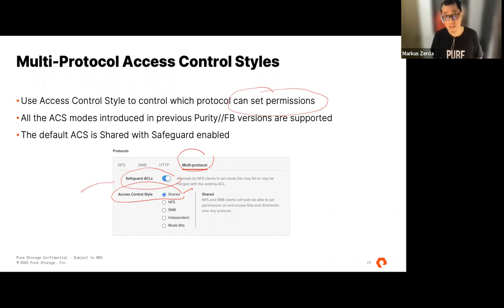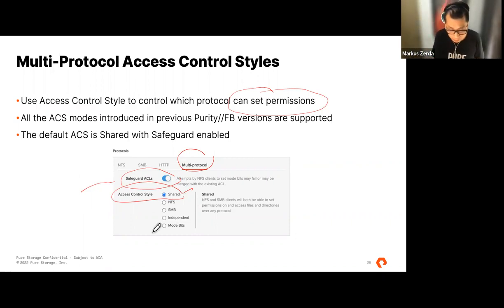Recommended is to enable safeguard ACL. Safeguard ACL basically means that if there's any change of a Windows ACL, the NFS 4.1 permissions will be preserved. Same thing, if there are any changes in the NFS permissions, the Windows ACLs will also be preserved. This will avoid overwrites for your POSIX clients. So with safeguard, it's still safe.